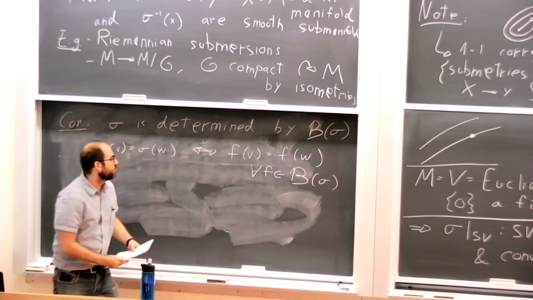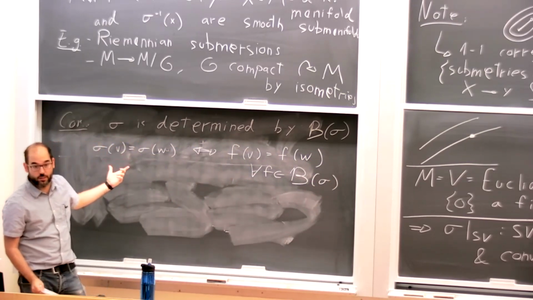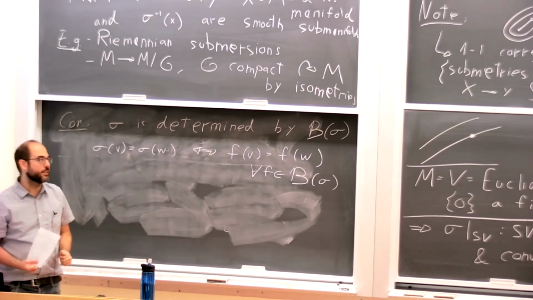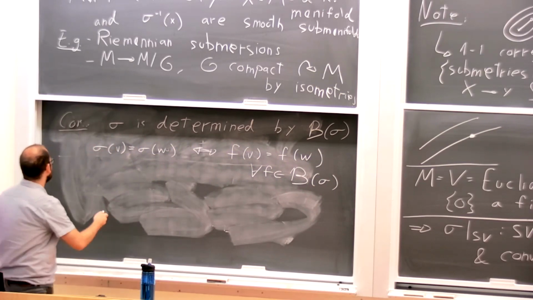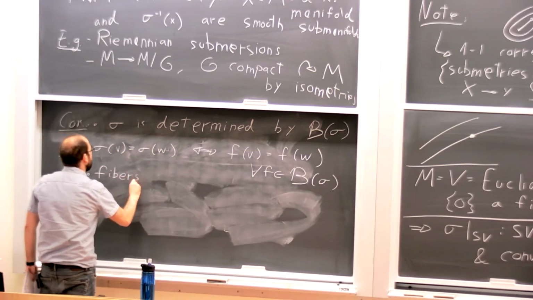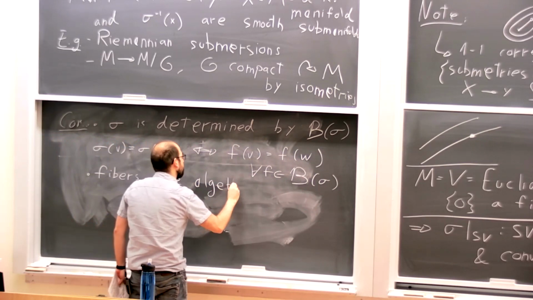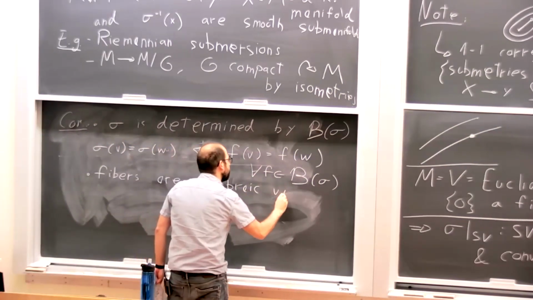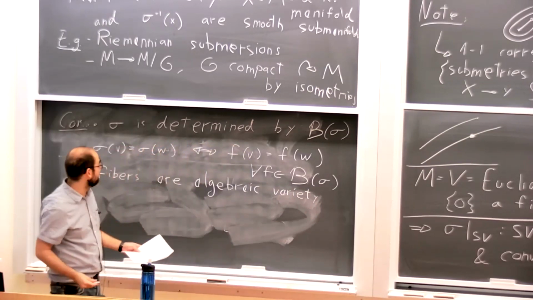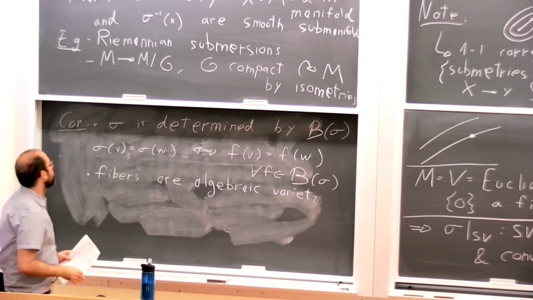So this gives you an equivalence relation, and the equivalence classes are the fibers of the map sigma. And as I mentioned before, the fibers and the map itself determine each other. In particular, we get that the fibers are algebraic varieties. So you start with smooth, or even C2, and you get that in fact they're smooth algebraic varieties.